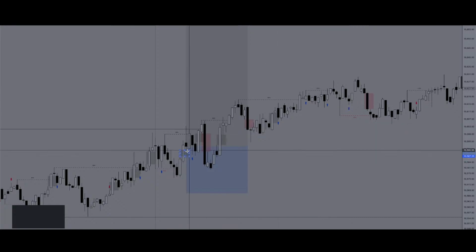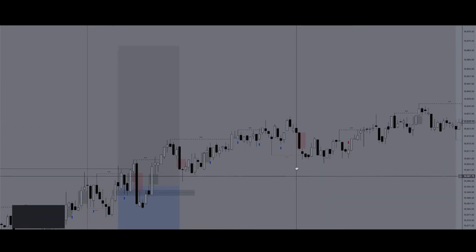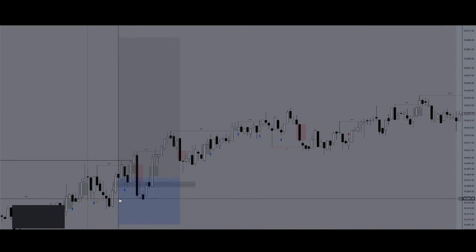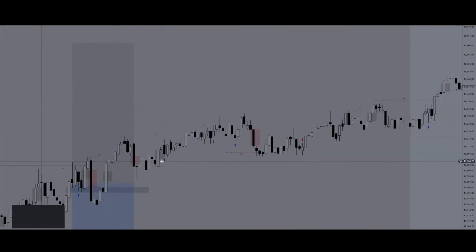I do definitely see that. And I just see it and enter. That's not exactly the setup, but it is confluence. And then you can add on here.